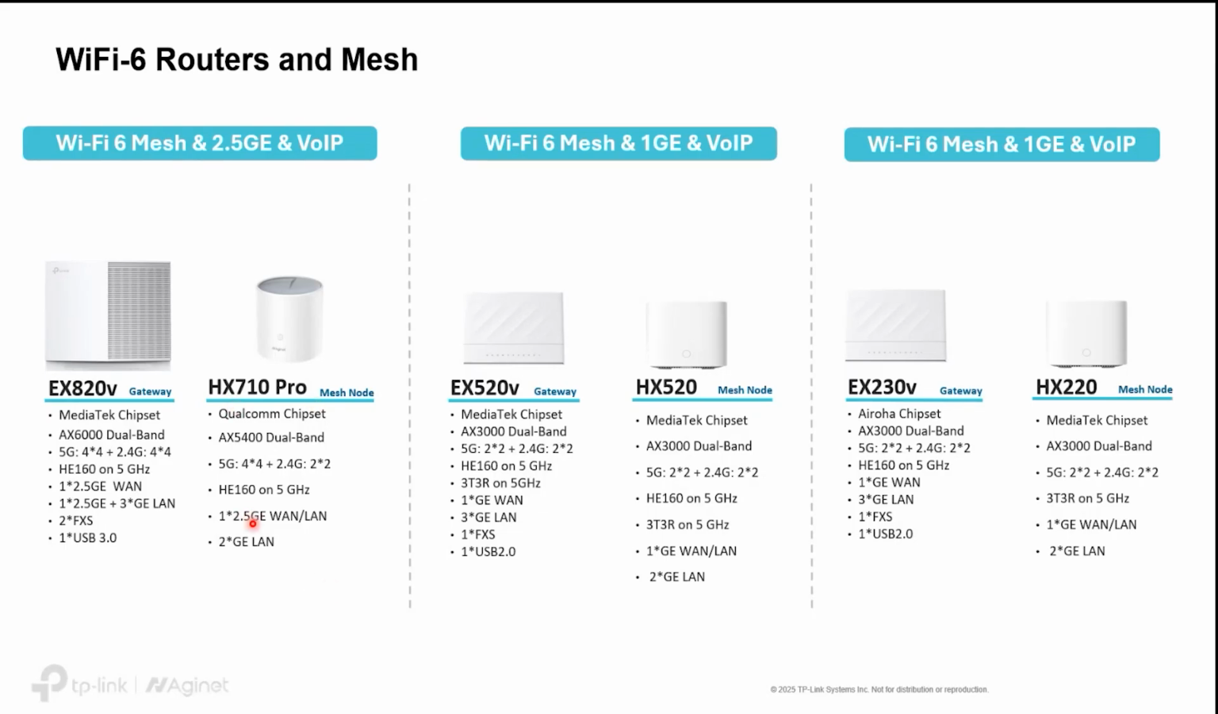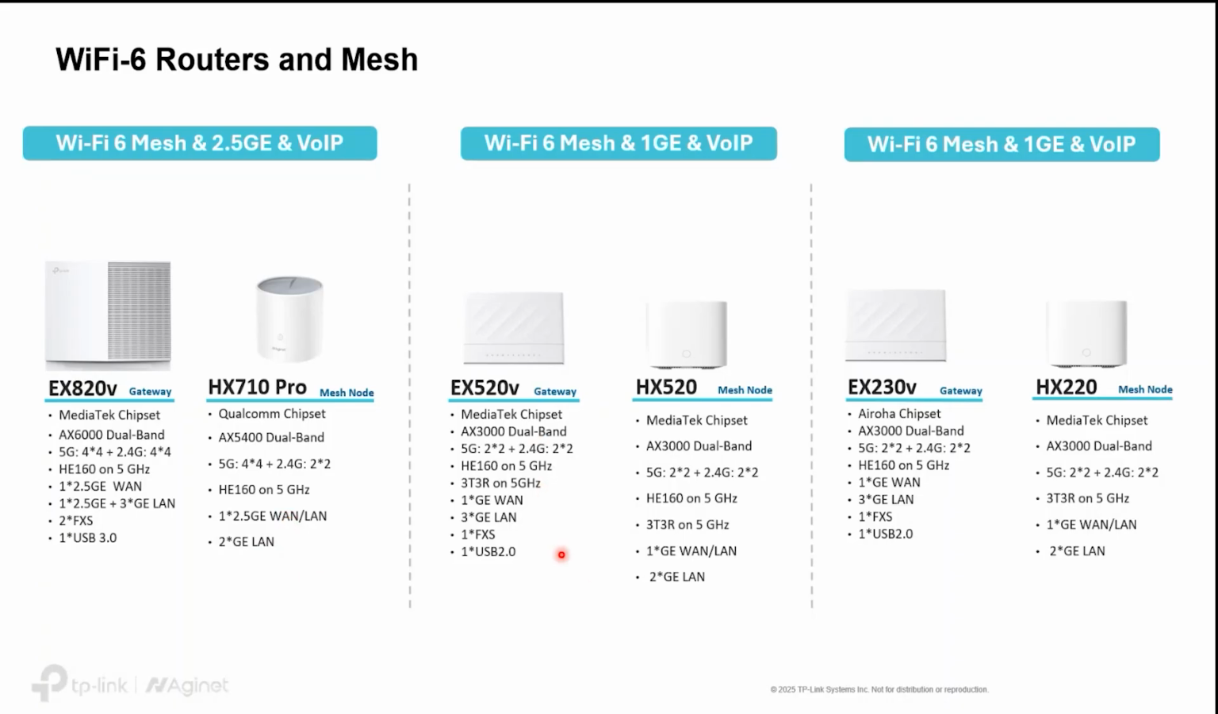And matching up with that on a mesh unit, the HX710 Pro, a 4x2 Wi-Fi 6 device, can be used as a router again, so it has a 2.5 gig WAN port on there, and then some LAN ports as well.